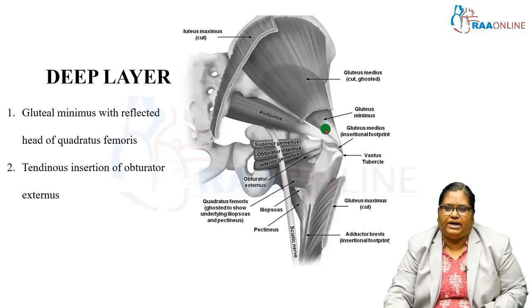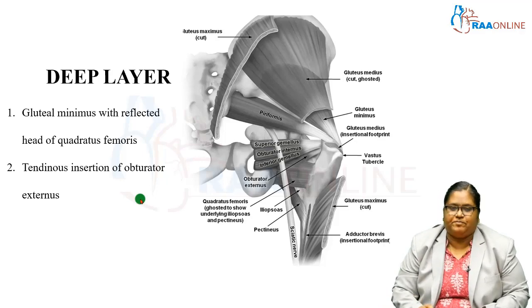of the quadratus femoris, and the tendinous insertion of the obturator. This is obturator externus. So the tendinous insertion of the obturator externus and then the gluteus minimus, along with the reflected head of the quadratus femoris, will form the deep layer of the gluteal region. So we have the superficial layer, intermediate layer and the deep layer, and in each layer muscles are present.